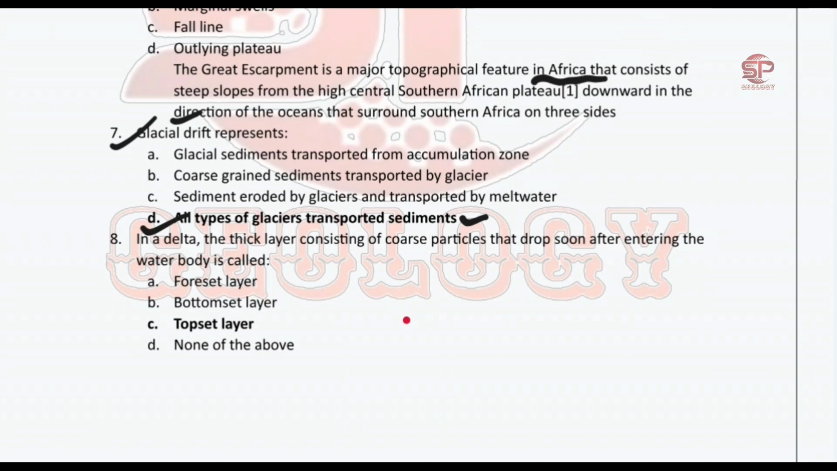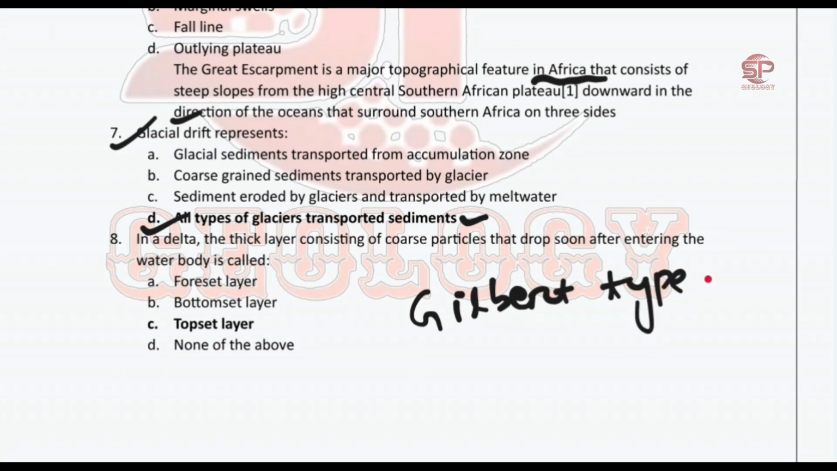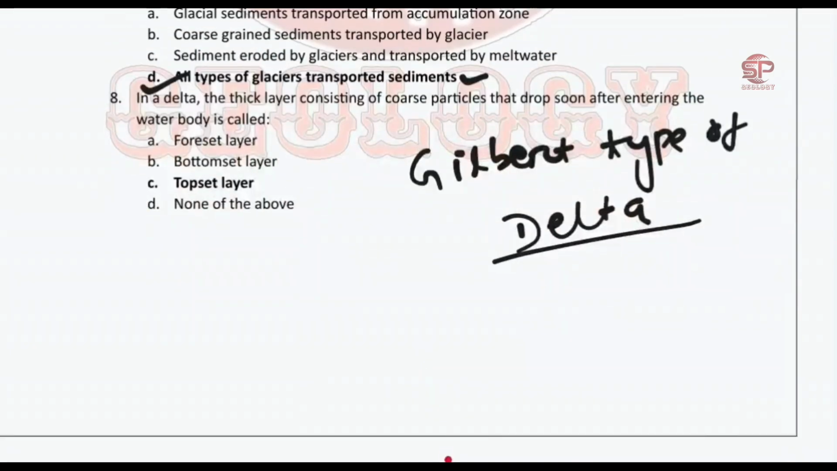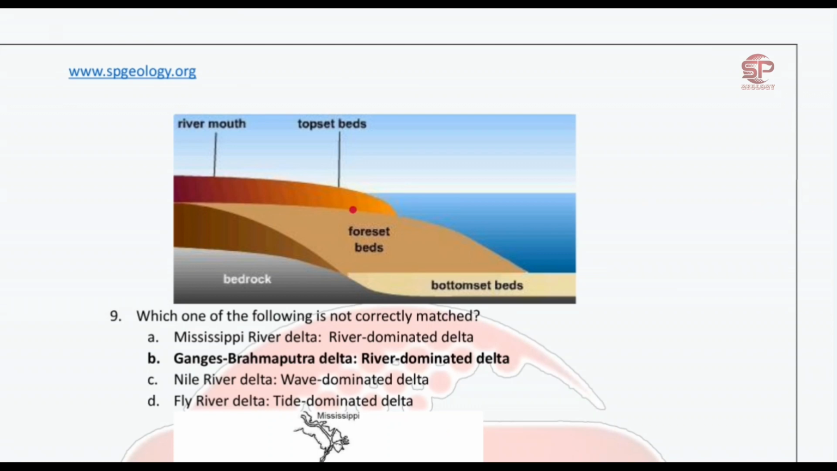Next comes delta. In the delta, the thick layer consists of coarser particles that drop soon after entering the water body. In delta, there is a special type called the Gilbert type of delta, which has three layers: topset, bottomset, and foreset. So topset is the transition between river and ocean, you can say. It will look like this. This is your topset, this is your foreset, this is your bottomset. The bottomset consists of finer sediments.